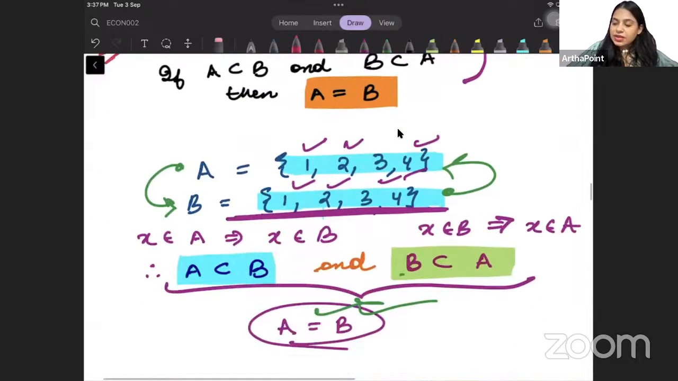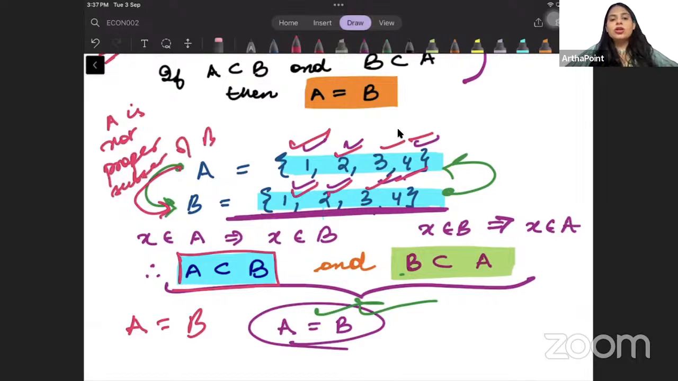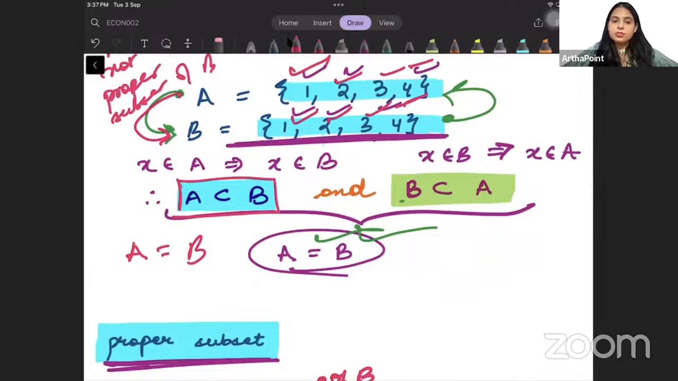But look here. Here A is a subset of B, but A and B are also equal to each other. Then A is not proper subset of B.